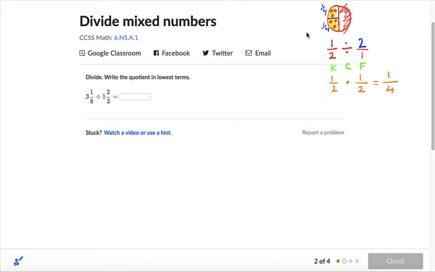So this is the concept that we want to keep in the back of our minds. Dividing a fraction is the same as multiplying times its reciprocal. So dividing mixed numbers is no different right here.